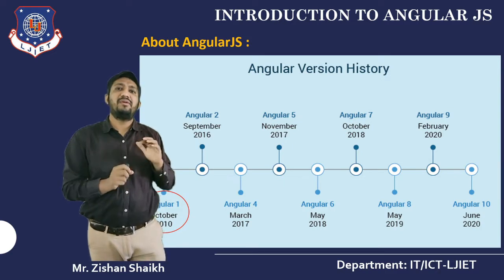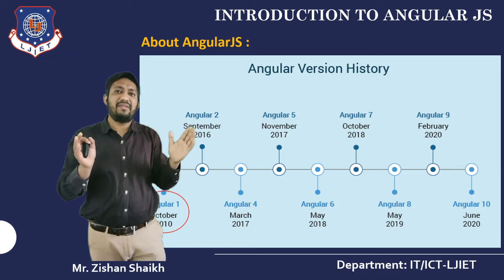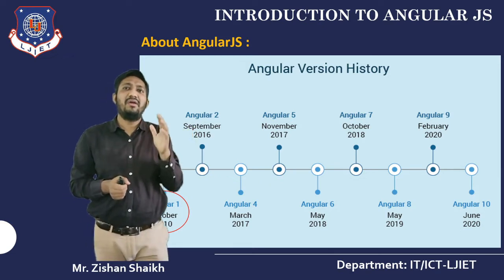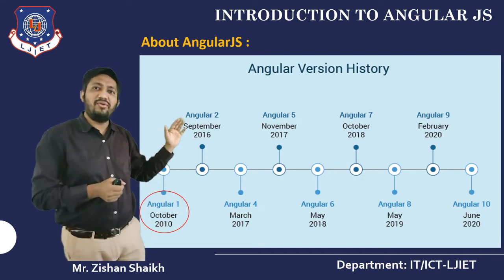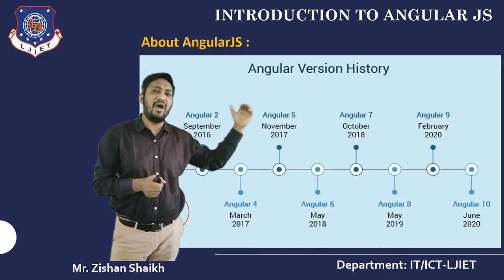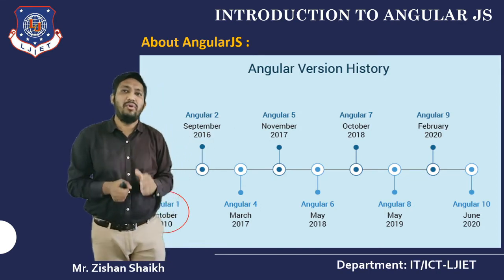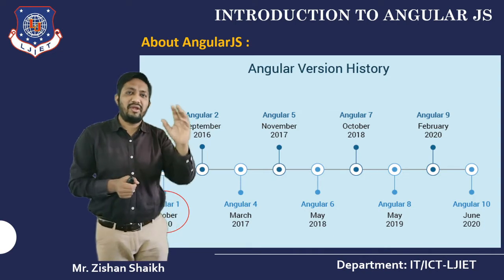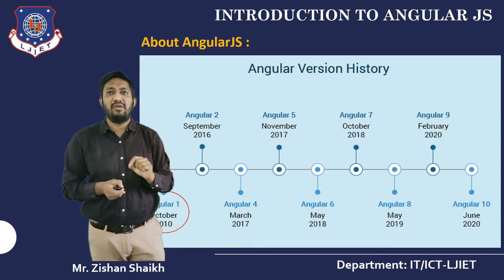So whenever you are searching for code on the internet, there are two separate things. One is AngularJS with a version of 1 point something. But when you take a version after 2.0, all those frameworks are known as Angular. So if you are downloading the source, you have to take care whether you are downloading for AngularJS or Angular.